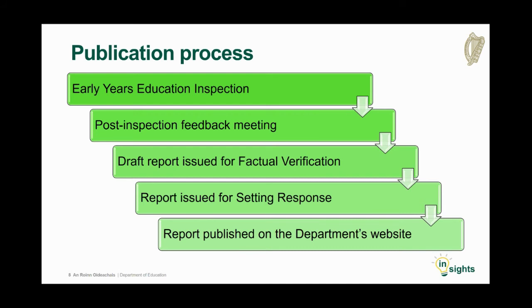A draft inspection report is then finalised by the reporting inspector following the completion of the feedback meeting. The report presents the main findings and actions advised of the evaluation. It is processed through the normal quality assurance procedures of the inspectorate. This draft report is then issued to you by the Department Secretariat for Factual Verification. Following this, your inspection report is issued to you a second time for setting response. And finally, your early years education inspection is published on the Department of Education's website, along with the setting response if one has been provided. We will now look in more detail at the factual verification, setting response, and publication processes.